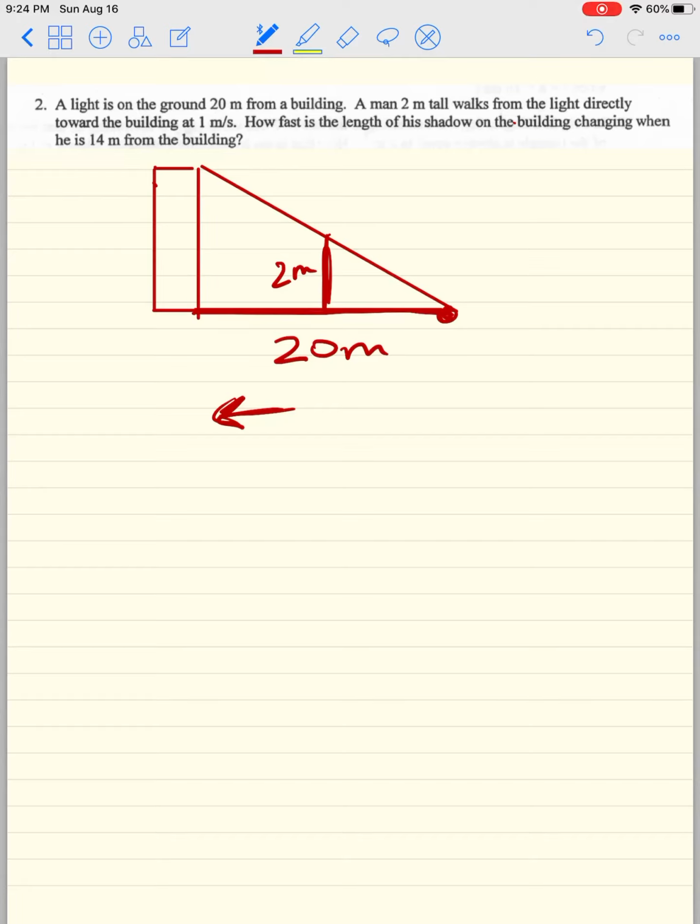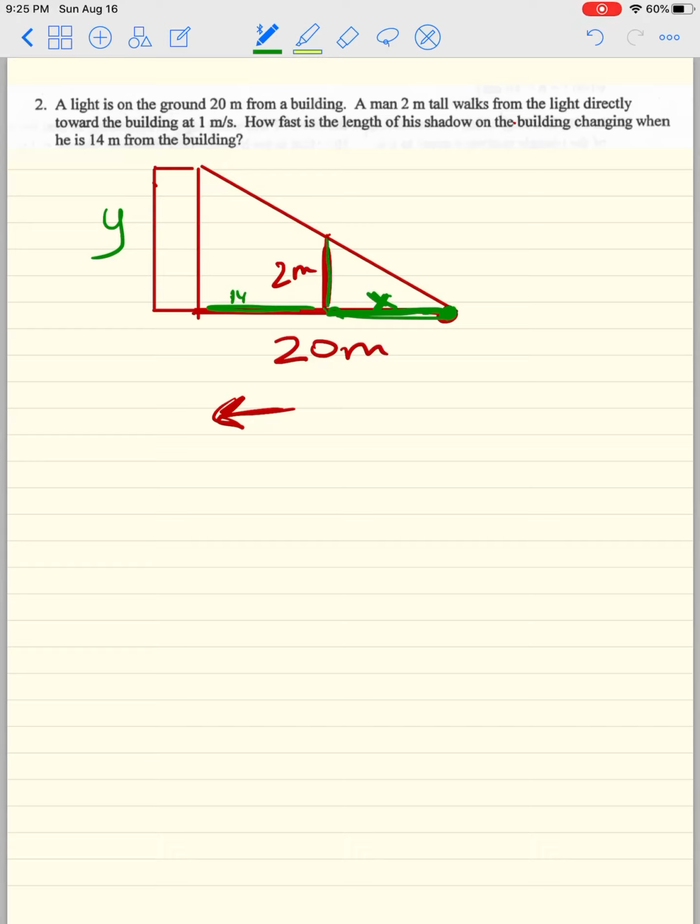Now, he's walking towards it at 1 meter per second. How fast is the length of his shadow on the building changing when he is 14 meters from the building? Okay, so he's now 14 meters from the building. So this is what we do for this type of problem. I'm going to call the building's height Y. I'm going to call the floor X from the light all the way to the man. Okay, so this is X here, because that's his shadow, right? So the shadow's from behind, hopefully.